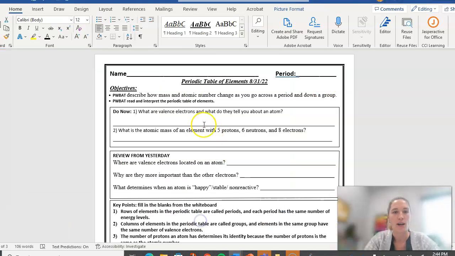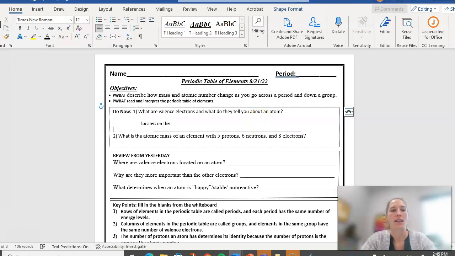Let me pull it up to help you guys out. Valence electrons located on the outermost energy level. They determine reactivity.